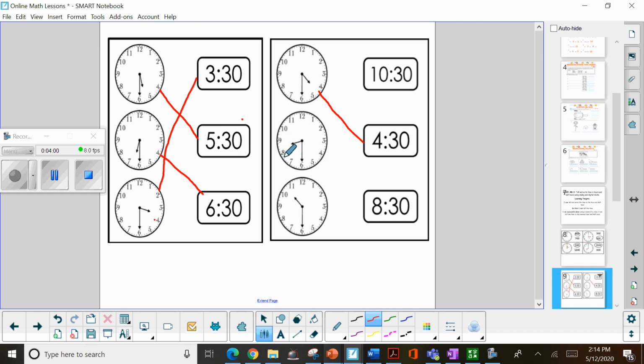This one is between 8 and 9, again 30. It's going to go to the earlier hour, which is 8 o'clock, so this matches up to 8:30. And then our last clock here is also a 30, between 10 and 11. I'm going to the earlier hour, which is 10, so 10:30.